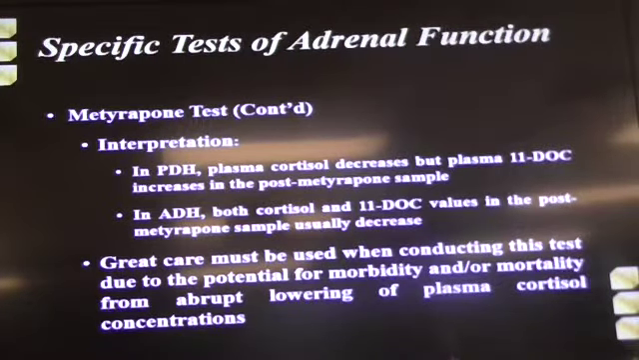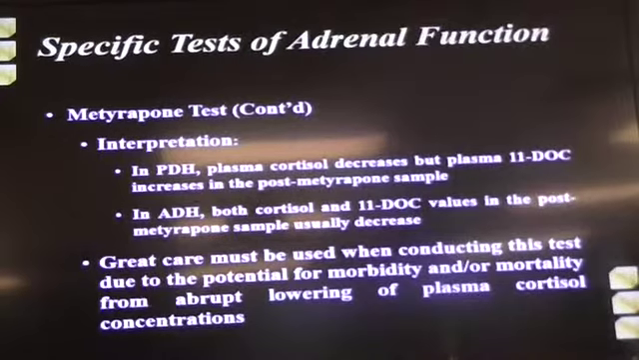But again, you have to be careful because of the potential for morbidity and mortality. One thing that causes is an abrupt lowering of cortisol levels. Too much cortisol can kill you, but if you drop it too quickly, it can kill you also. And what have I told you a diagnostic test should not do? Kill the animal. Okay? Don't tell my husband I said that. Dr. Tippett or anybody. Anyway.